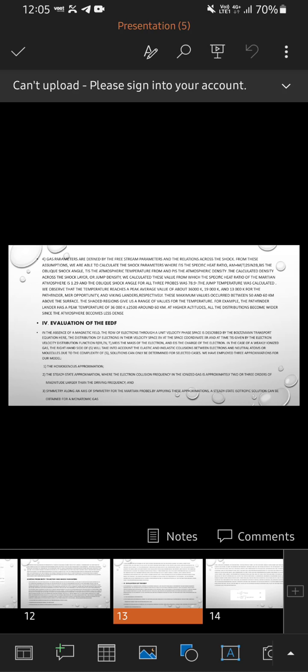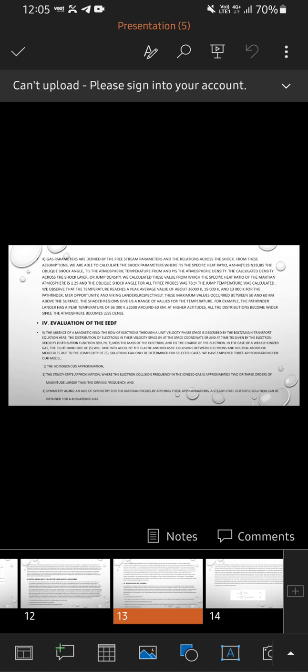Fourth, evolution of EEDF. In the absence of a magnetic field, the flow of electrons through velocity phase space is described by the Boltzmann transport equation. Here, f is the distribution of electrons in velocity space at the space coordinates and time given, the electron velocity distribution function, and e is the charge of the electron. In the case of weakly ionized gas, the right hand side will take into account elastic and inelastic collisions between electrons and neutral atoms or molecules. Due to the complexity, solutions can be determined for selected cases.